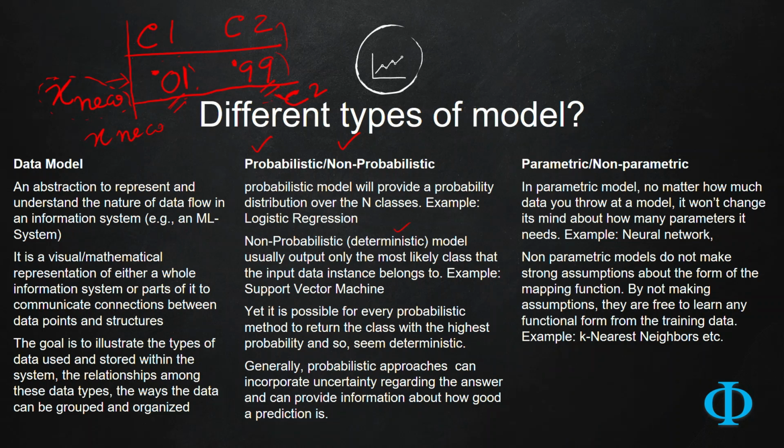The other way to classify different types of data models is parametric versus non-parametric model. In a parametric model, no matter how much data you throw at the model during the training process, the model will not change its structure. Or in other words, the parameters which are responsible for the structure of the model will not change at all, even if new data is inserted in the training data set. For example, a neural network.